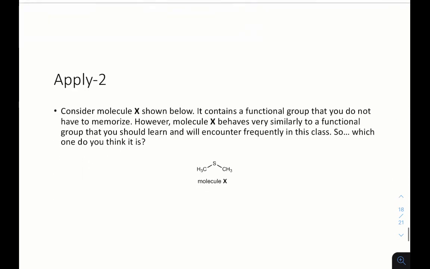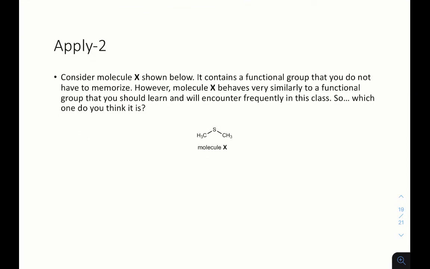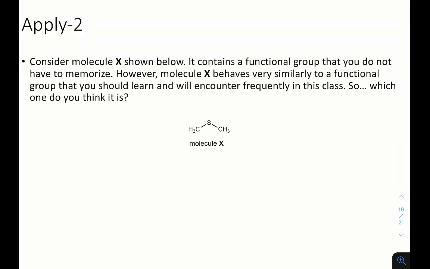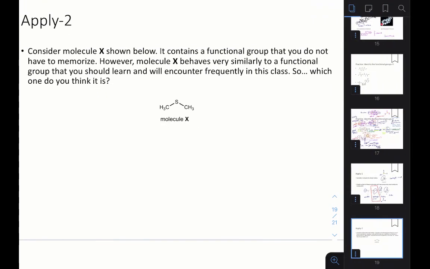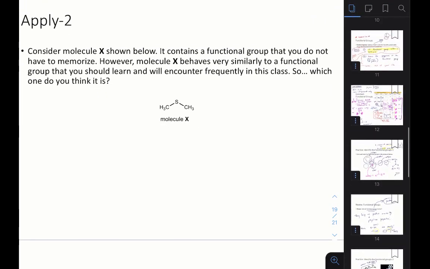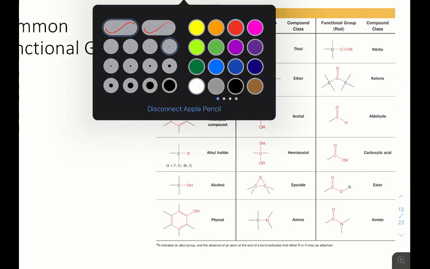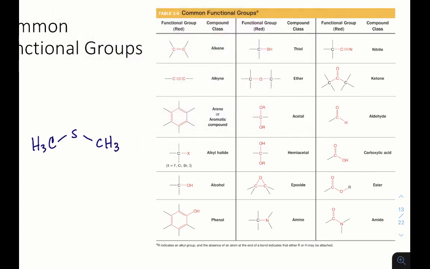One more problem. Let's consider this molecule, molecule X. It contains a functional group that I did not ask you to memorize. However, molecule X behaves very similarly to a functional group that you are required to memorize and will encounter frequently in this class. So, which functional group do you think that is? Let's go to our table. Our table is messy. Let's zoom in here a little bit, and I will draw molecule X for you again. We'll throw in its lone pairs for fun. So which functional group do you think that this behaves most similarly to?